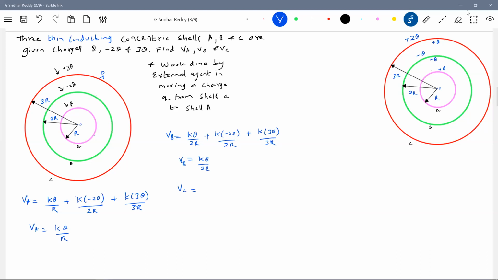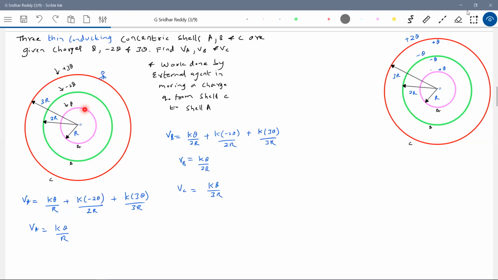Okay, I'll stand now here. First, only shell A is present. At what distance am I? I'm at distance 3R. So therefore, this will be KQ by 3R. At what distance am I from shell A? At a distance 3R. So the potential should be KQ by 3R.